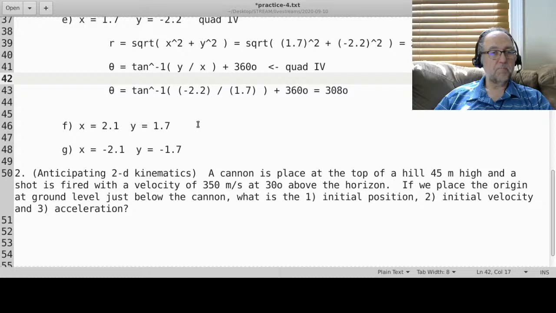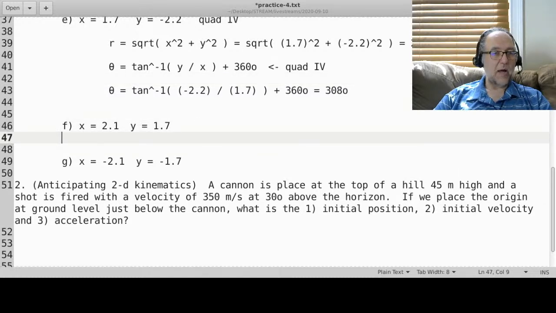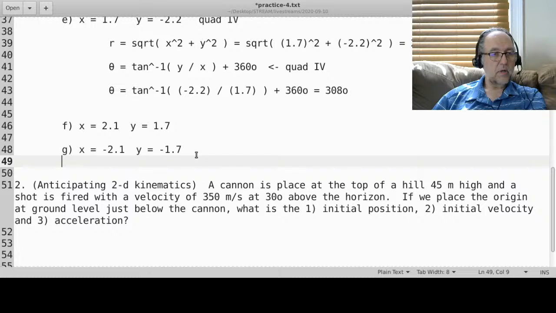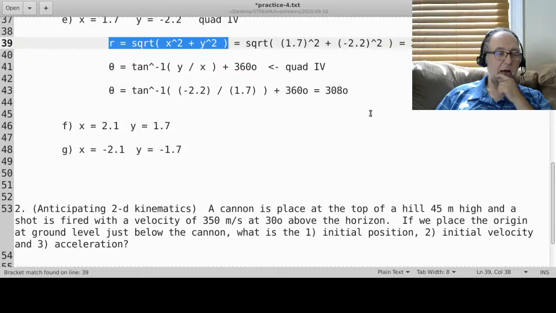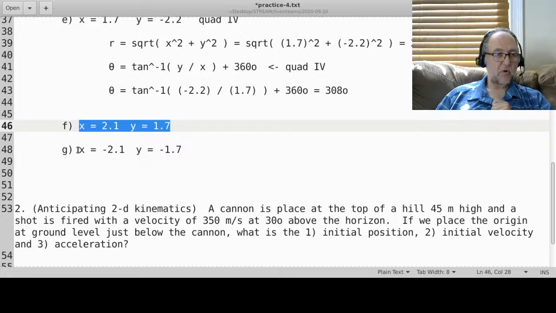All right, so this next one is meant to show you why you need that 360, and I'll do that on the other whiteboard. But there's also the Pythagorean theorem, so I'll do both of those together in a minute. But let's take a look at this question first, and let's solve it. So if you take a look here, I have x equals 2.1 and y equals 1.7. This one is in quadrant 1 like that.